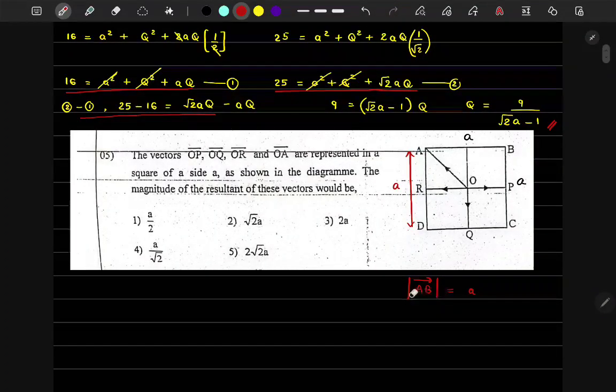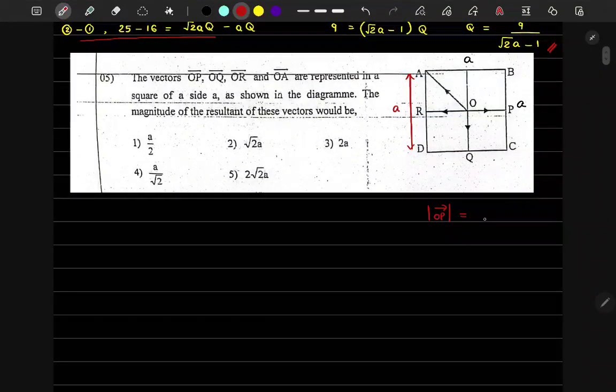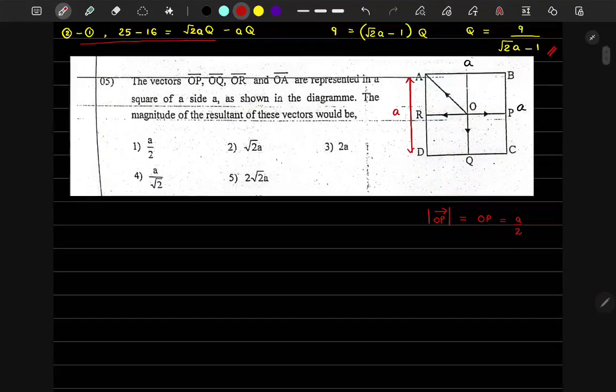So half of AB. If there is a vector in this manner, for example, let's consider OP. What would be the magnitude of that vector? The length of OP, which is A over 2, half of A. You have to take that into consideration. Now using that, this question would be much easier.